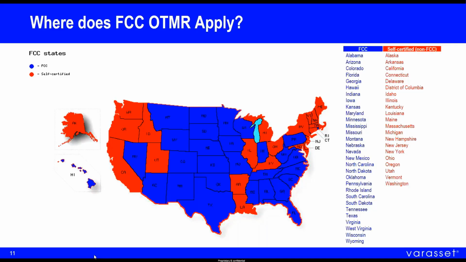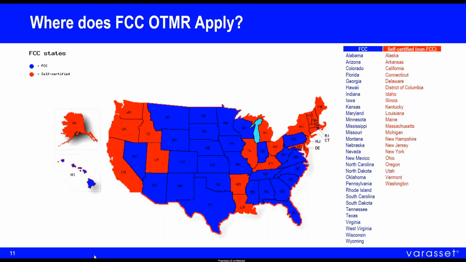So, next question is what states or where geographically does this apply? So we built a little map here. The 30 states that are covered by the FCC are represented in blue. The remaining 20 states are red. They're called self-certified, meaning they certify that they have their own sets of standards and processes.